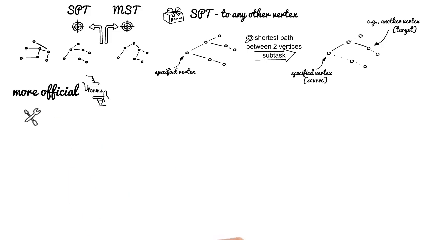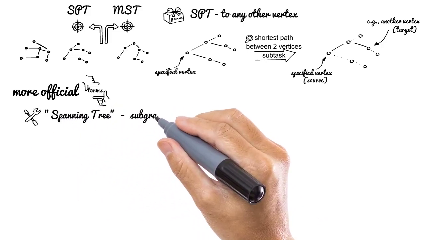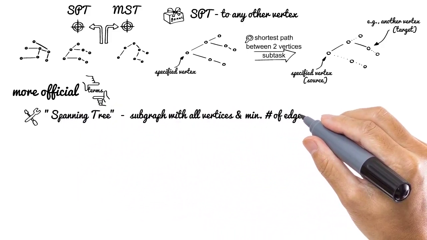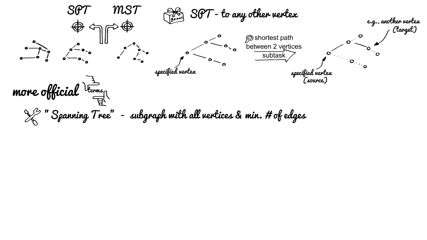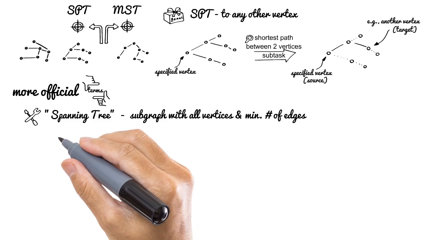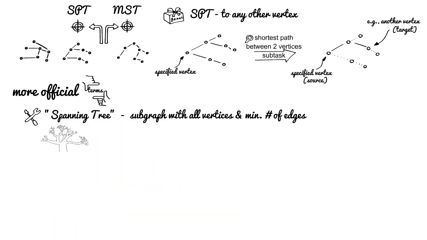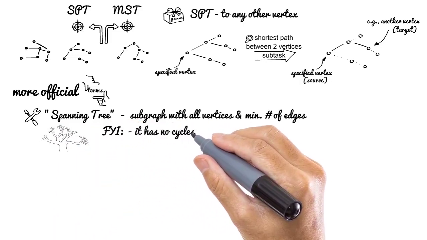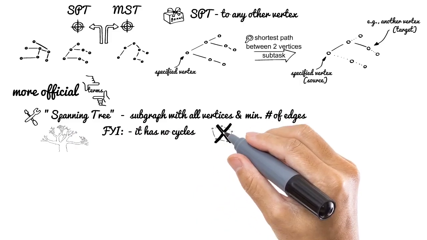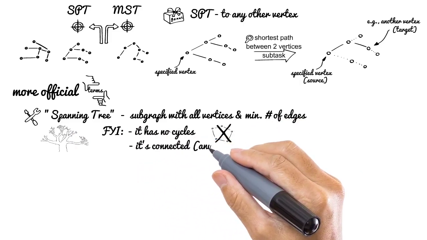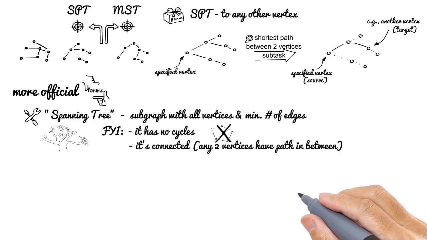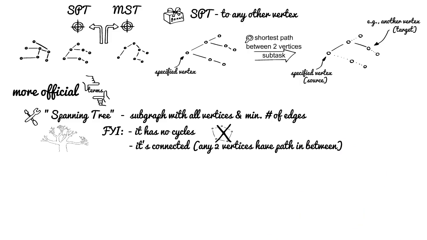An auxiliary term is needed. A spanning tree of an undirected connected graph is a subgraph which includes all of the vertices of the initial graph with the minimum possible number of edges. Just note that as a tree, it's also acyclic, has no cycles, and is connected. The whole tree is one connected component. Any two of its vertices still have a direct or indirect path between them.